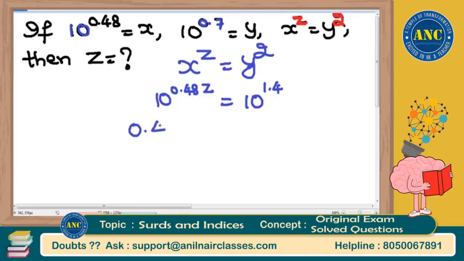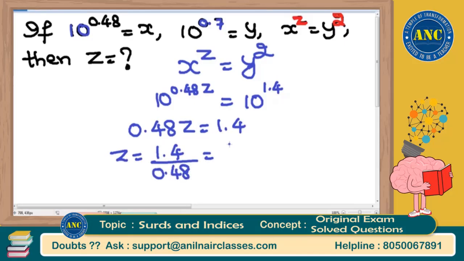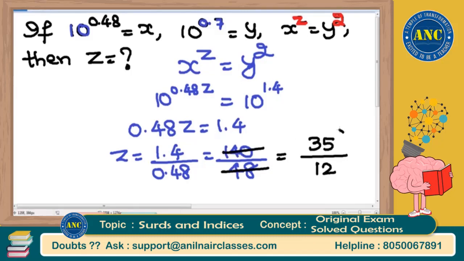Now the bases are same. Equate the powers. 0.48 into z is equal to 1.4. They are asking you that value. Simple. 1.4 divided by 0.48. 14 divided by 4.8. Or it is 140 divided by 48. Answer is over. Simplify it and reduce it to the simplest form. 4 into 12 is nothing but 48. 4 into 35 is nothing but 140. 35 by 12 should be the answer.